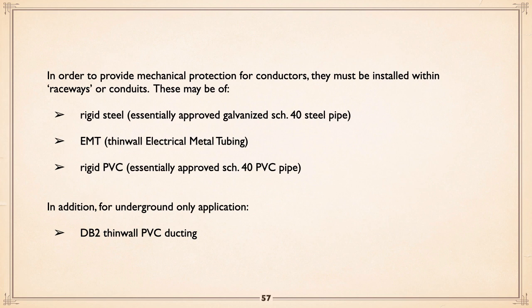Rigid PVC, which is essentially approved Schedule 40 PVC pipe. It's glued together. Mechanical protection, not as much as rigid steel, of course, but it can be buried below ground, so that's very good. Also, for underground use only is what they call DB2 thin wall PVC ducting.